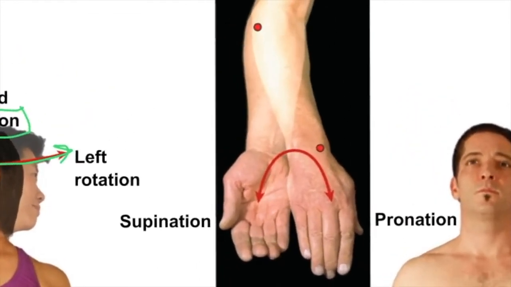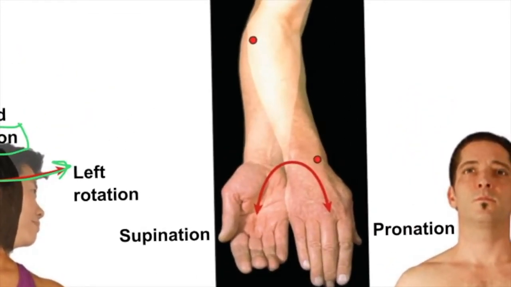There's a special type of rotation, too, that is called supination and pronation. This occurs mostly at the radial head, where the radial head articulates with the ulna.